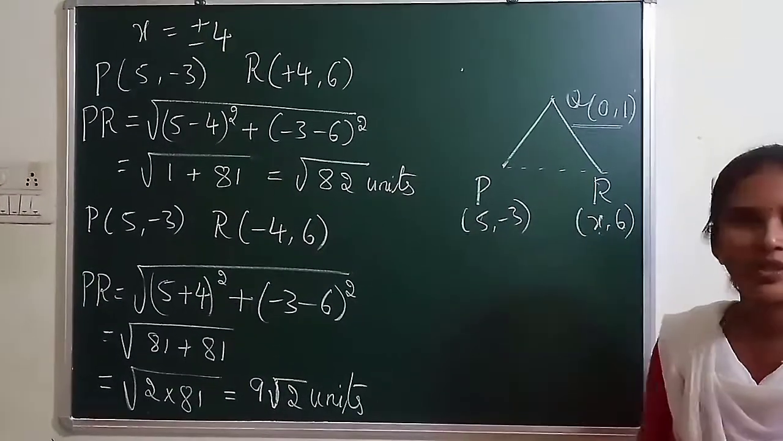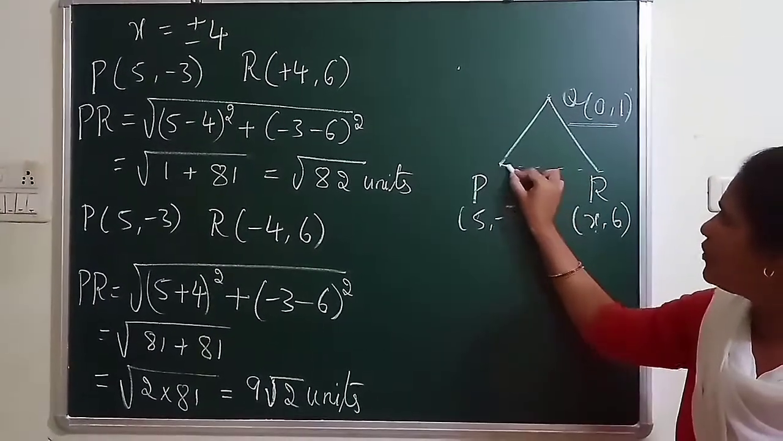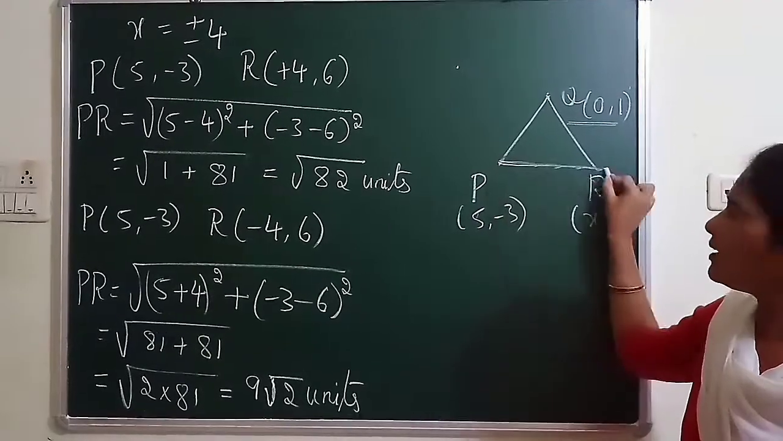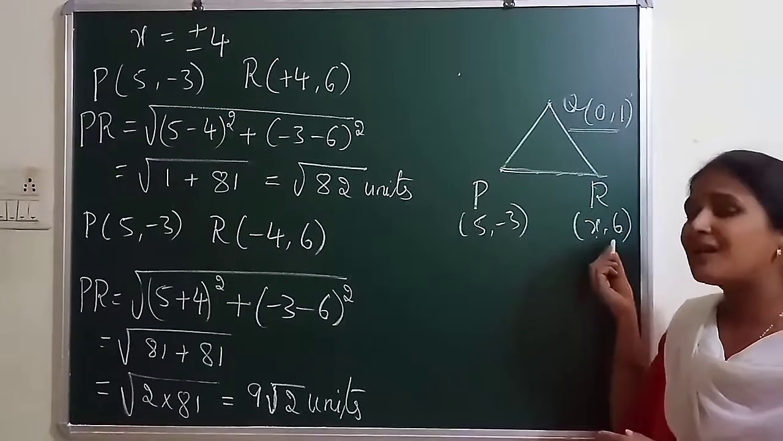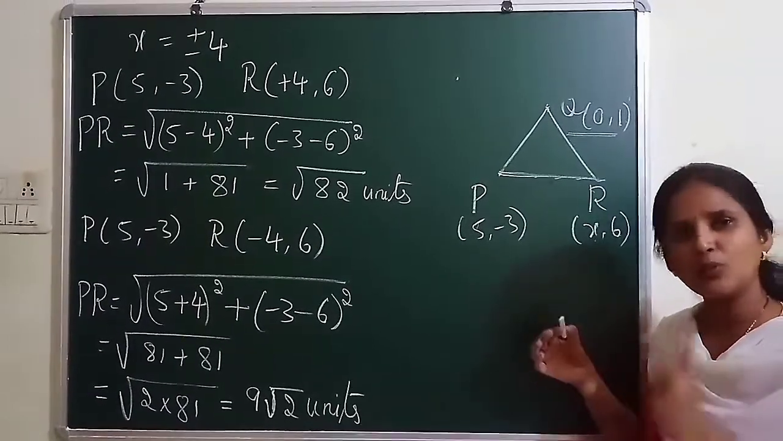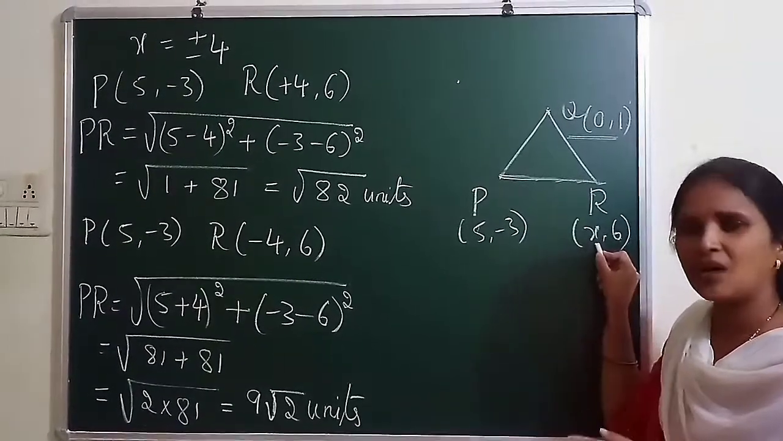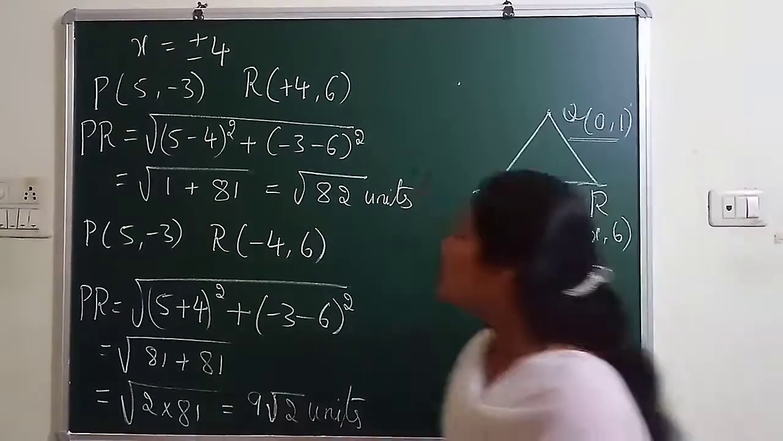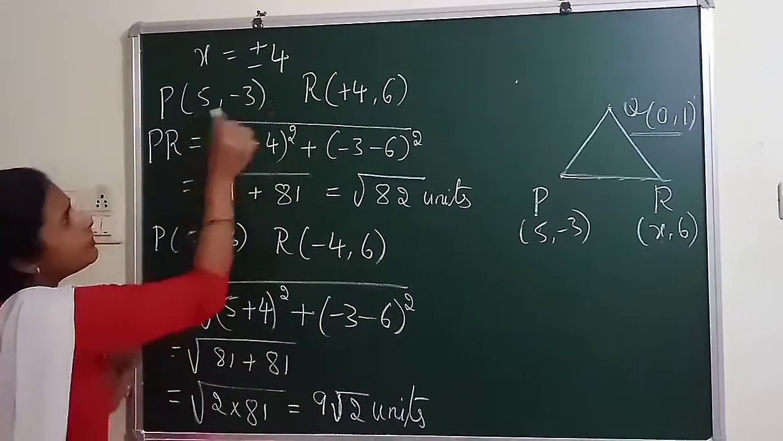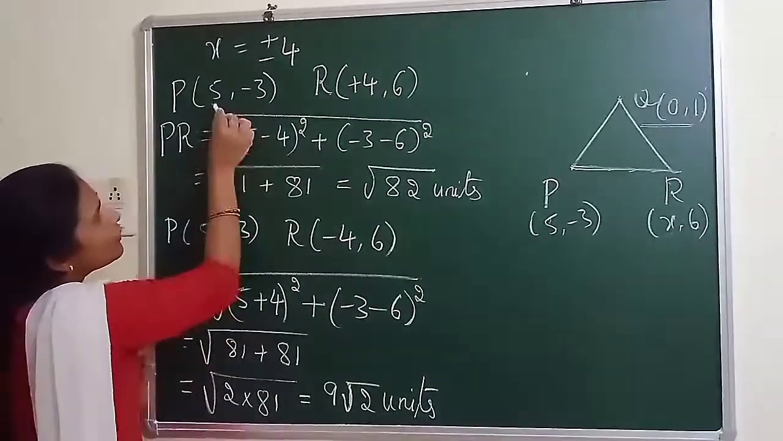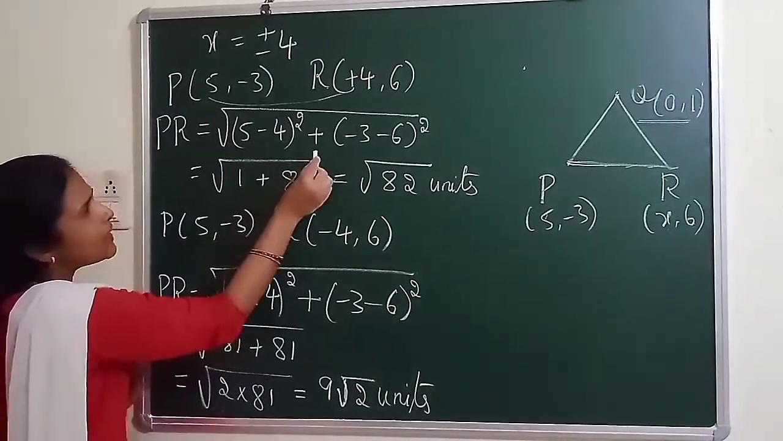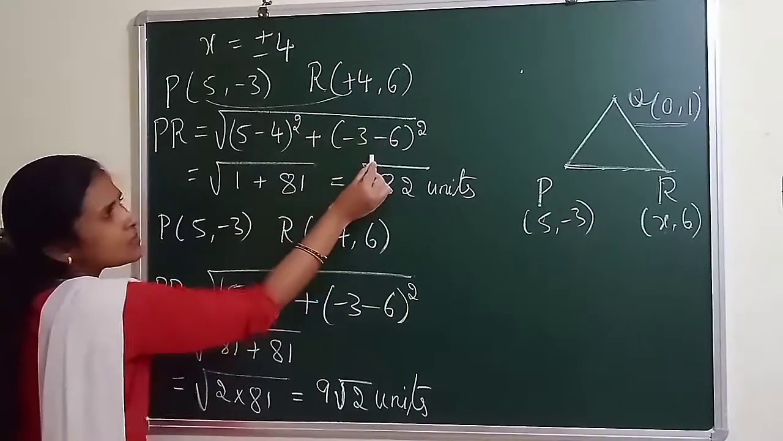So next, we already got x as plus or minus 4. Again one more sub question is there in this question, that is I have to find the distance between P and R. That is P is (5, minus 3) and R is (x, 6). Again here I have to find two times, with x as plus 4 and also with minus 4. So let me start. The distance between P and R. Now I am doing with plus 4. So square root of (5 minus 4) whole square plus (minus 3 minus 6) whole square.